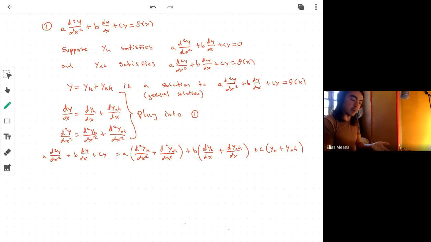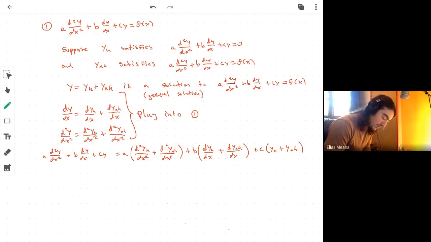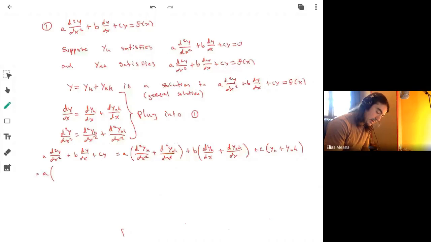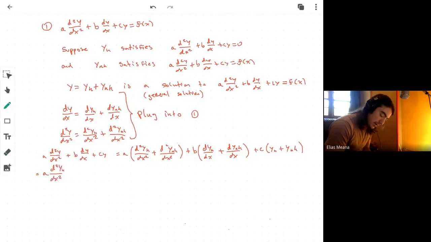So what we're going to do here is gather the h terms and the nh terms. So gathering the h terms gives us a times, I don't need brackets anymore. So this is the h term. So a times d squared yh dx squared, and b times dyh dx, and c yh, that's the h terms. And the nh terms are going to be the same thing, but with nh, right? a d squared ynh dx squared plus b dynh dx plus c ynh.